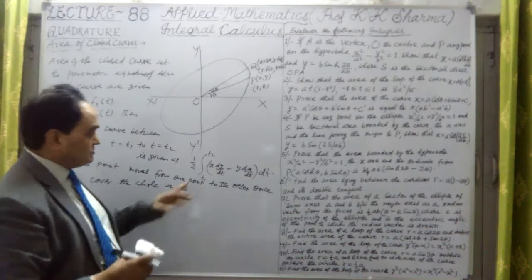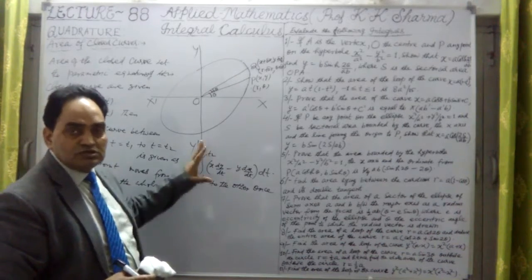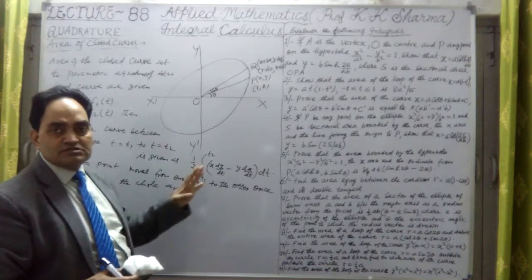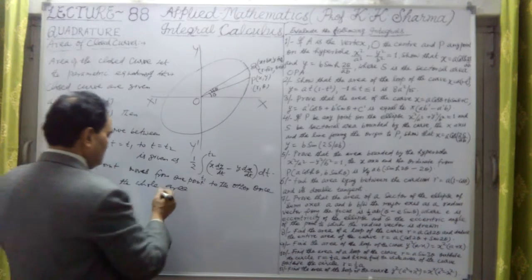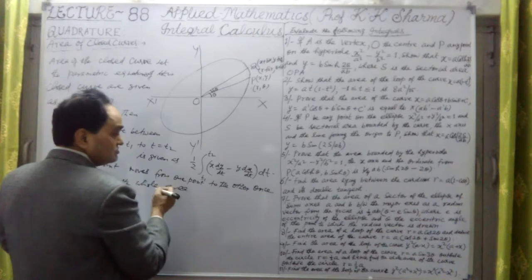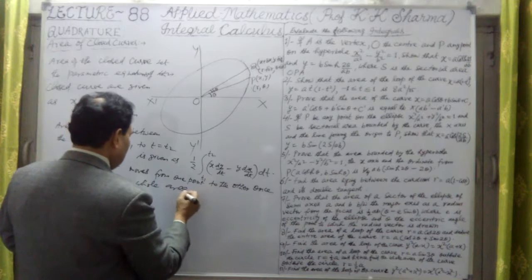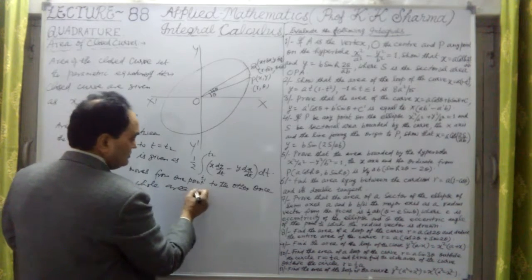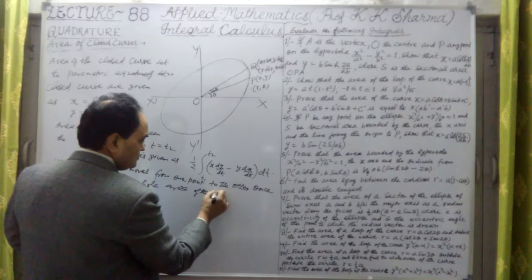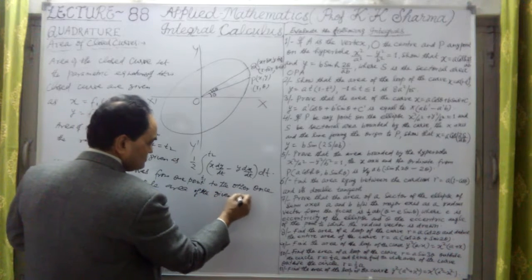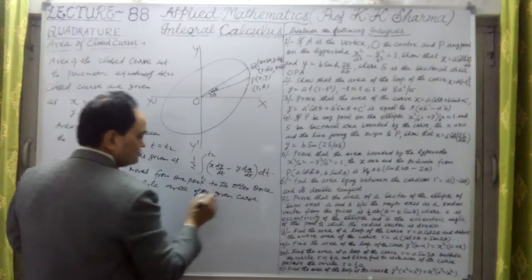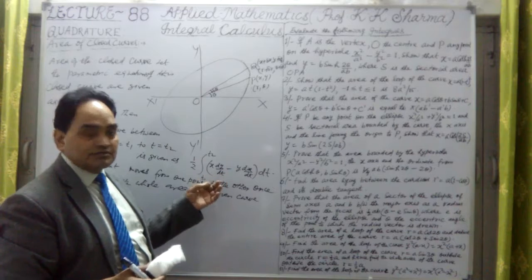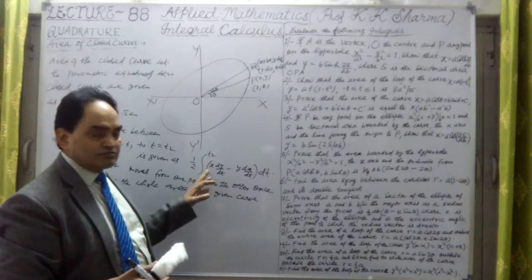This means the whole area is covered between t1 and t2. These are the limits. The limits are taken in such a manner that the area of the whole curve is covered. The whole area of the given curve is covered. This is why we take the parameter t from t1 to t2, the limits you will take.